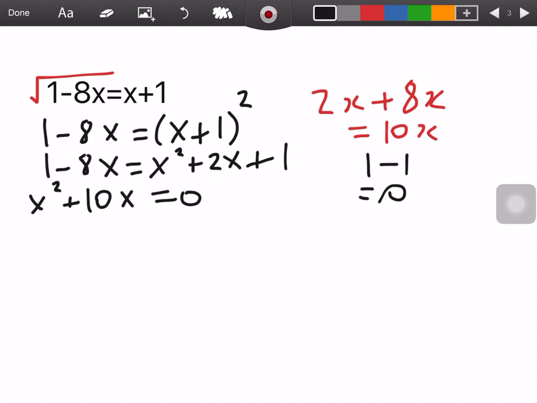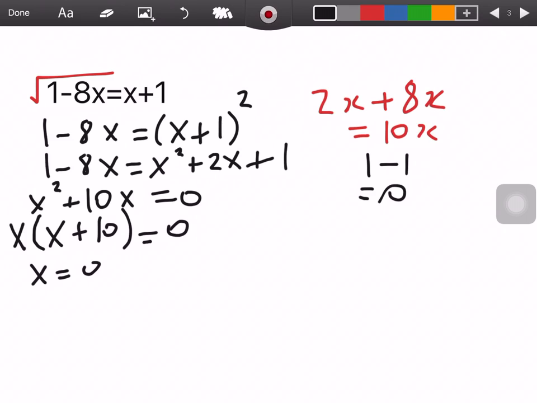So now we have to factor out our equation. What is common between x squared and 10x? Pause the video so you can try this. Did you get x? If so, you're correct. So x squared divided by x, you get x, and plus 10, which is equal to 0. And now the two solutions you can get from this equation are 0 and minus 10.